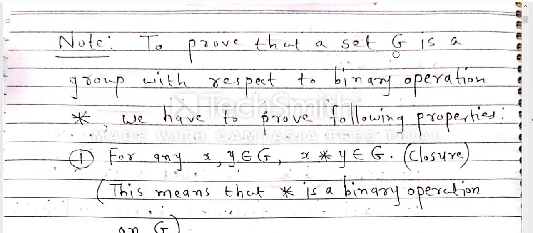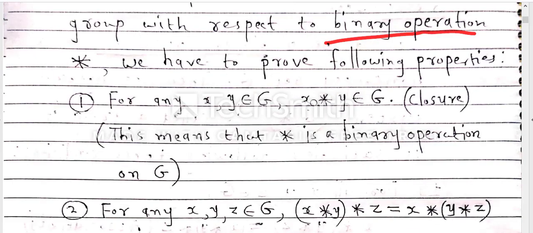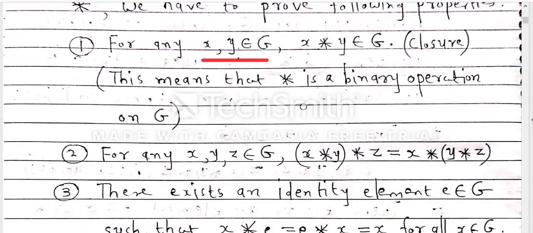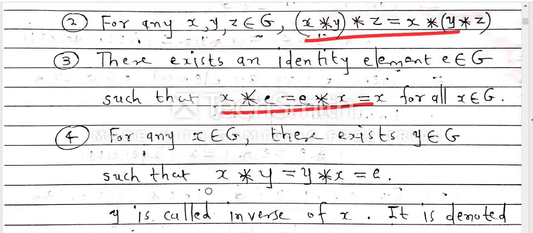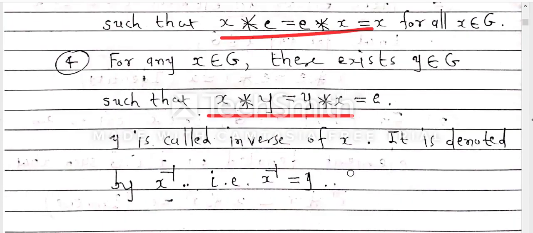So to prove that a given set is a group with respect to a given operation, you have to prove four properties. One property you have to show first is that the given operation is a binary operation. And you know what is the meaning of binary operation. You have to show that if we take any two members of G, then x star y must be in G. Then associative property, existence of identity element and existence of inverse element.